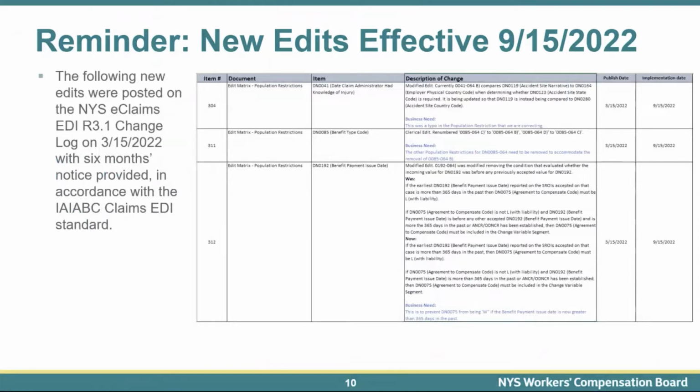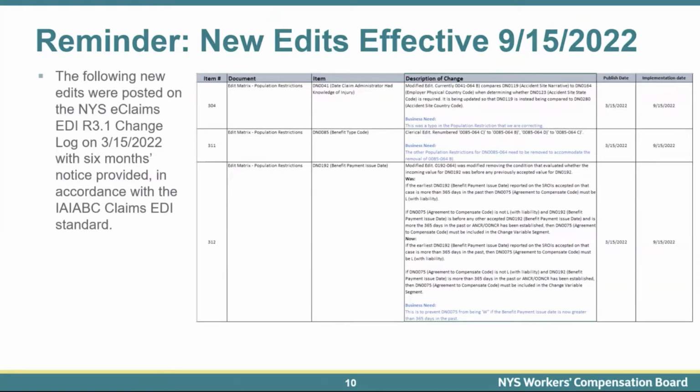Changelog item 304 was a population restriction for the date claim administrator had knowledge of injury. This one was a typo in the population restriction that we were correcting. For changelog item 311, again, a population restriction change for DN 85 benefit type code. There were other population restrictions that needed to be removed, and this accommodated the removal of those other restrictions by renumbering and relettering.